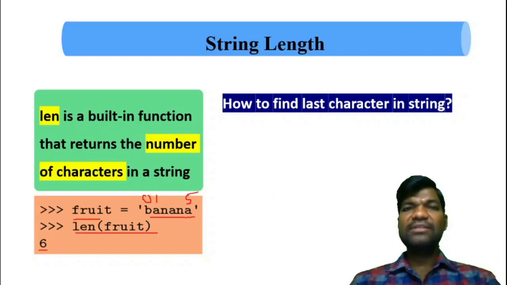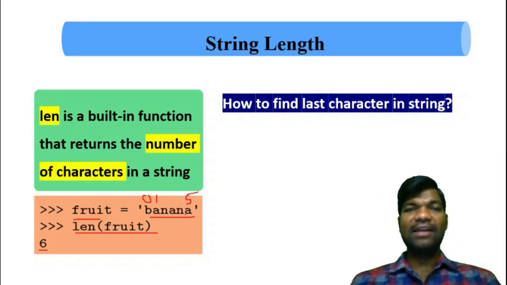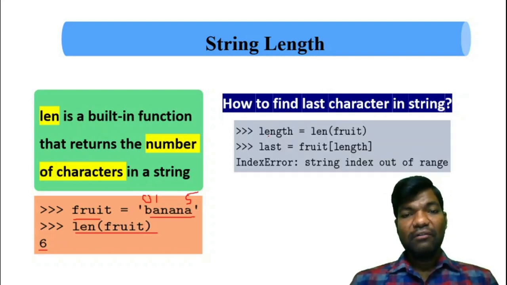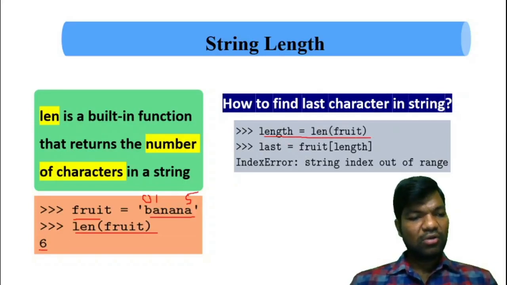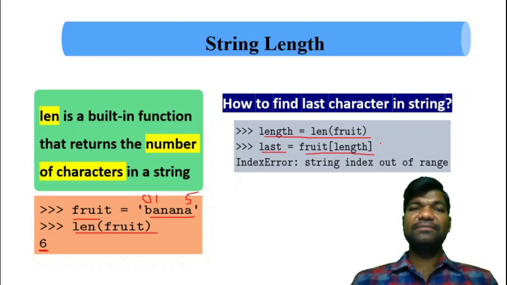Because this is a small string. Suppose 100 or 200 characters are there, so how do we find the last character? First, you need to calculate the length of the fruit. What is the length here? 6, right? So the last character is fruit of length.